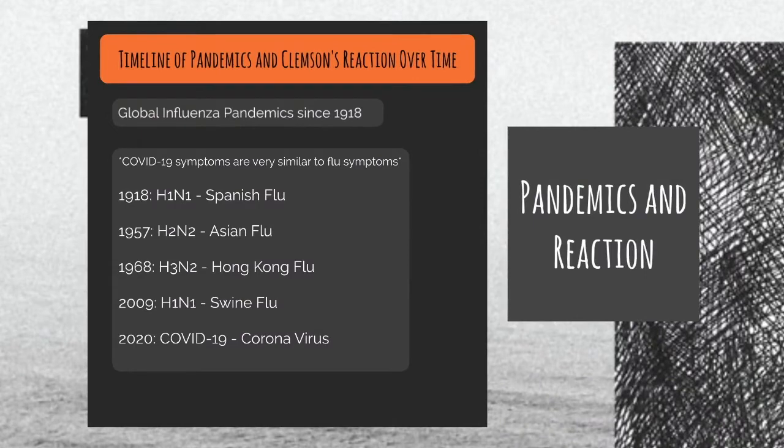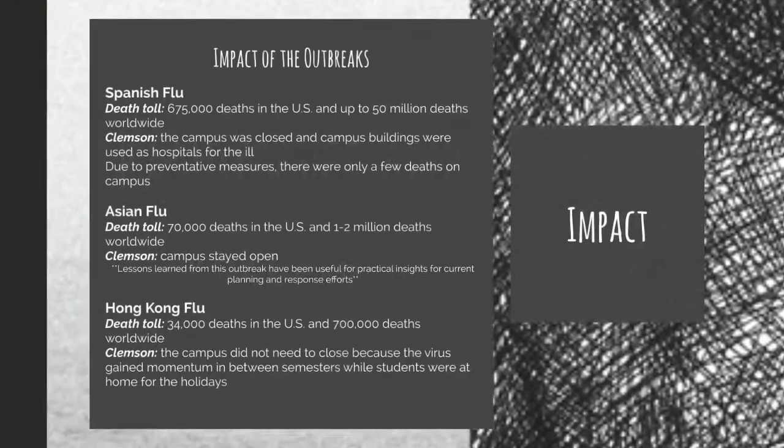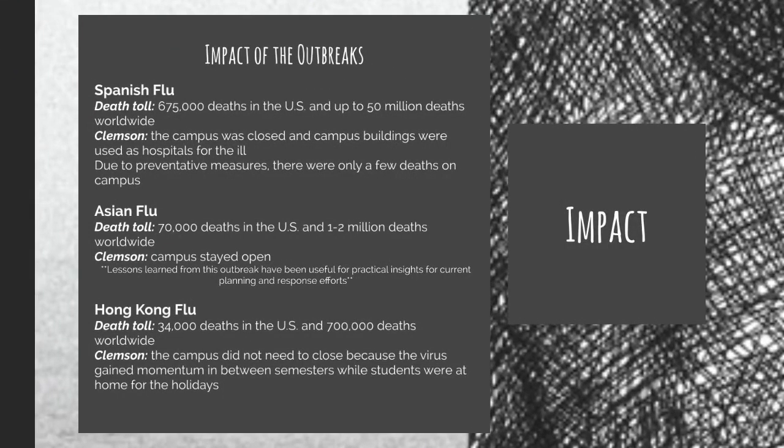I'm going to focus on 5 major pandemic outbreaks as listed: the 1918 H1N1 Spanish flu, 1957 H2N2 Asian flu, 1968 H3N2 Hong Kong flu, 2009 H1N1 swine flu, and 2020 COVID-19 coronavirus. The impact and severity of each outbreak differs greatly, and therefore each response is different. However, I want to focus on the evolution of Clemson's response with their use of resources and communication of faculty and students. I'm going to describe each outbreak.